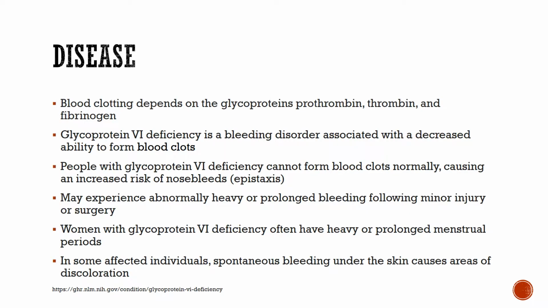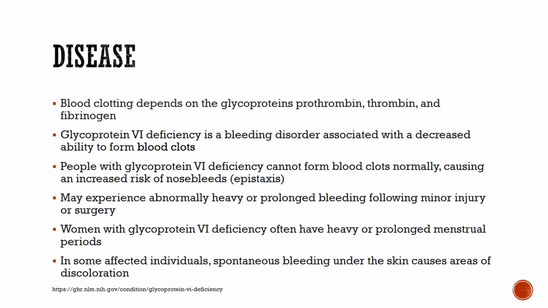These are diseases that involve glycoprotein. So blood clotting depends on glycoproteins prothrombin, thrombin, and fibrinogen. Glycoprotein 6 deficiency is a bleeding disorder associated with a decreased ability to form blood clots. People with glycoprotein 6 deficiency cannot form blood clots normally, which causes them to have an increased risk of nosebleeds.